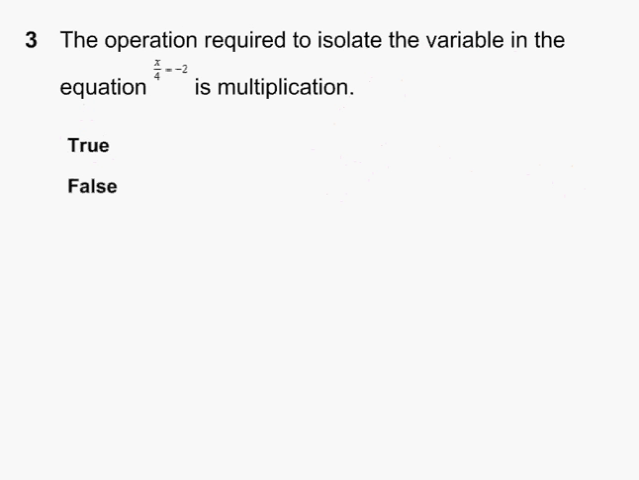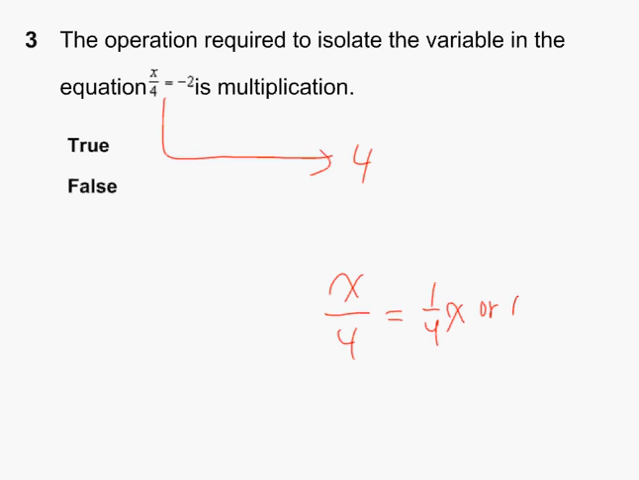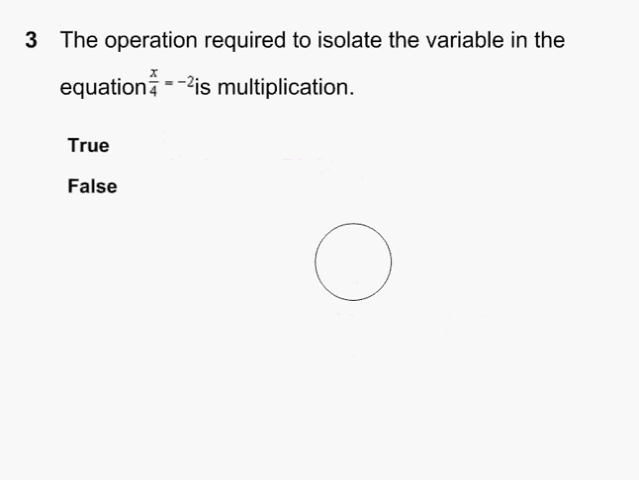In the third question, the operation required to isolate the variable in a quarter of x equals negative 2 is multiplication. Now in the other class, when I gave this question, I said, what is the coefficient? A lot of people thought the coefficient was 4. But the actual answer is the coefficient in this expression is really a quarter, because this is a quarter of x. So it's not 4, it's actually 0.25. Not that that's relevant to this particular question.